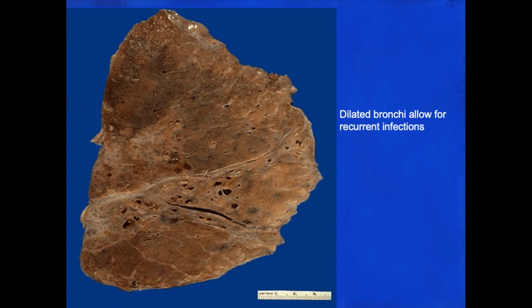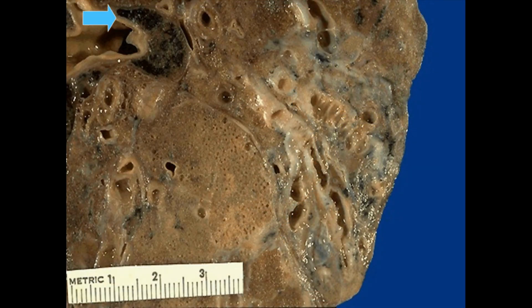This shows you a picture of the dilated bronchioles here, and then even right here, which of course leads to that recurrent infection. Also dilated bronchioles.